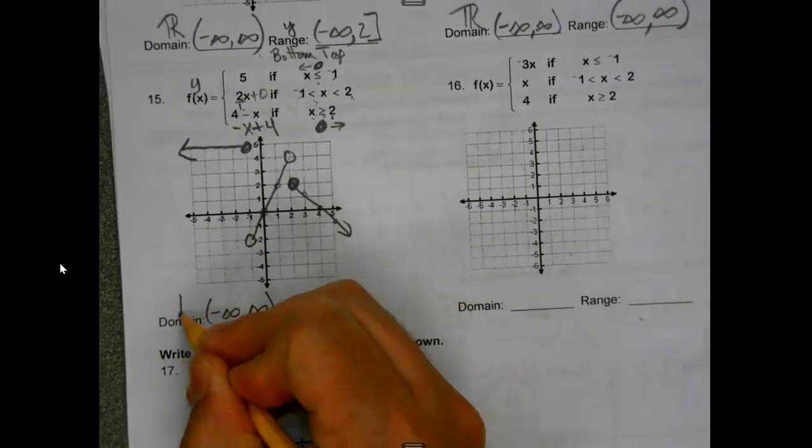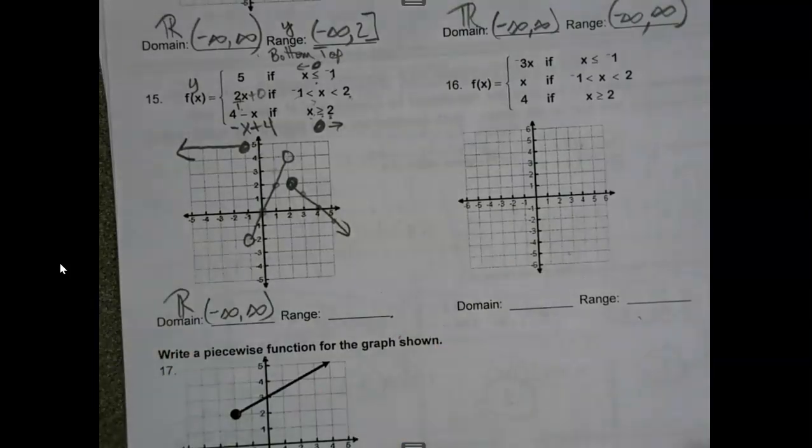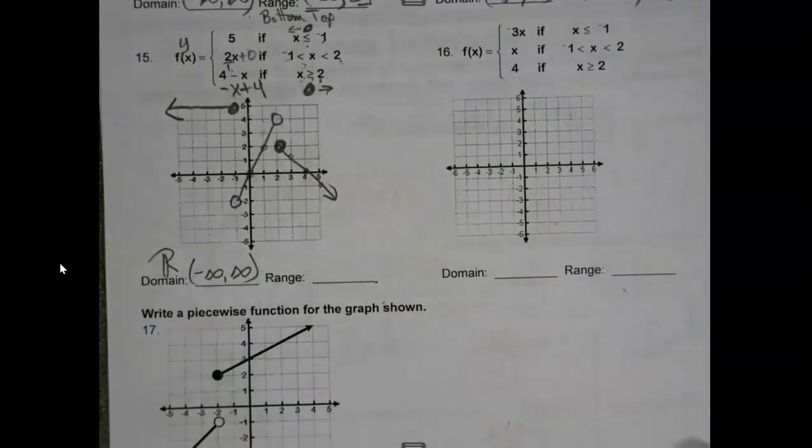No gaps. No blanks. No open spaces when we're doing these. Because the domain is always infinite. Always, always, always. You don't even have to look at the graph. You see piecewise function, your domain is this. It's like the free square question.